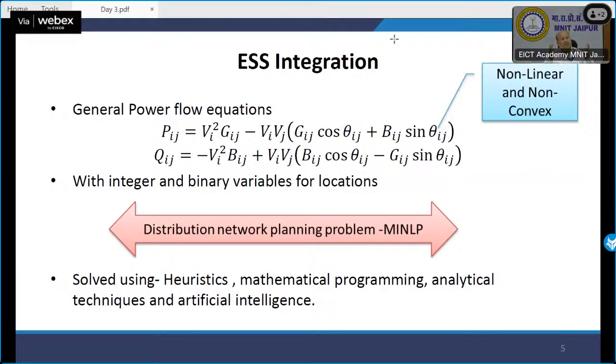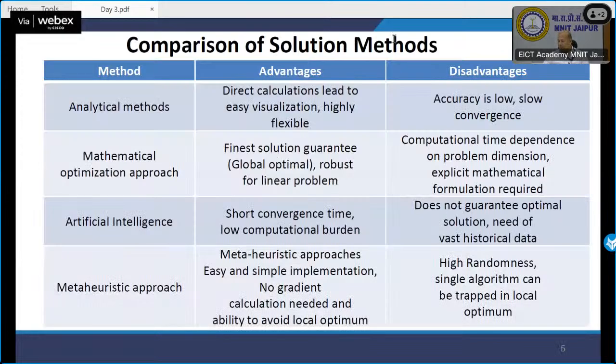Now the rest 3 locations are still left. If the institute has money, they can put batteries in those 3 locations. I cannot put any more because I'm in Jaipur. So, it can be solved using heuristics, mathematical programming, analytical techniques, and AI, as we discussed.